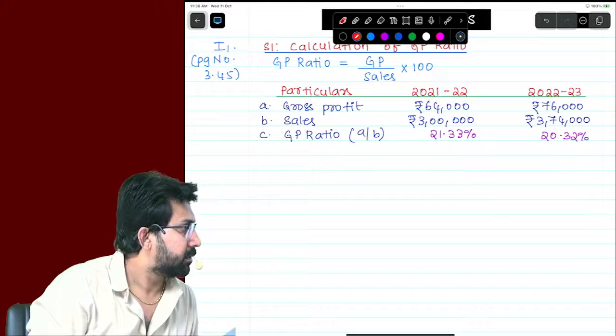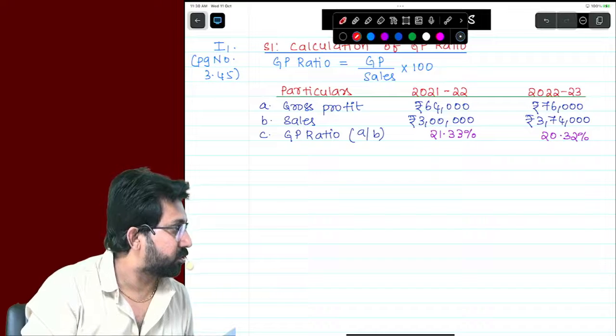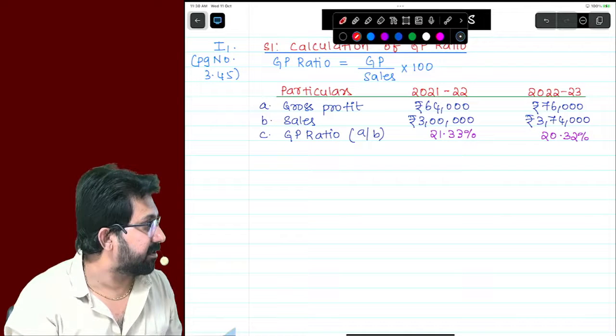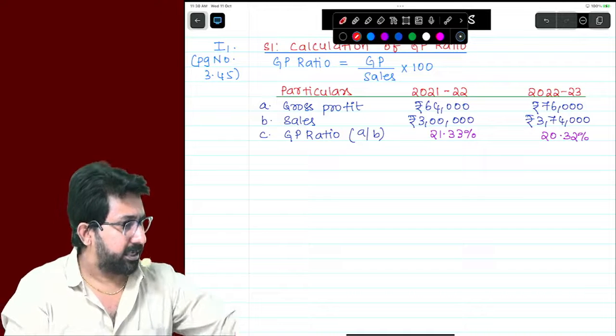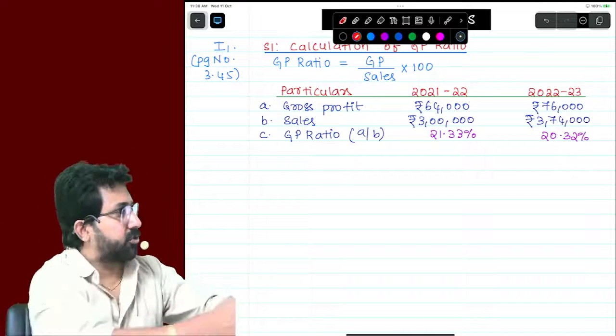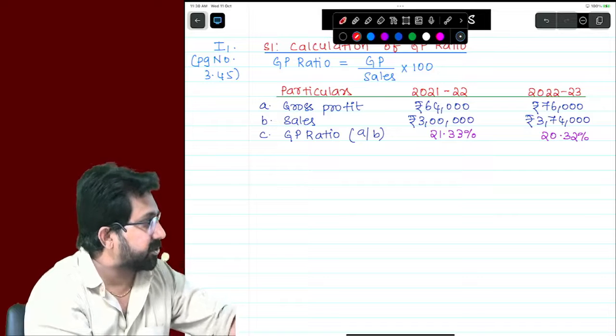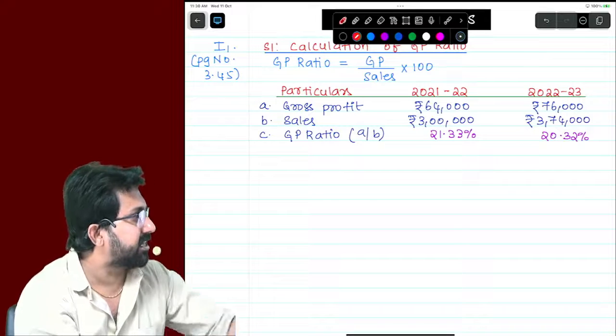Yes. Cost of goods sold, purchases only will not be there. So many things will be there in cost of goods sold. Labor expenses will be there. Overheads will be there. Many things will be there. Cost of goods sold means till the point of sale, whatever cost you incur, including selling and distribution expenses, everything will come.